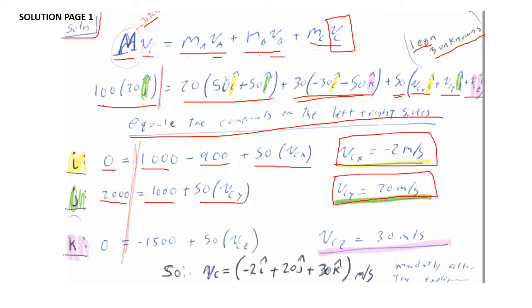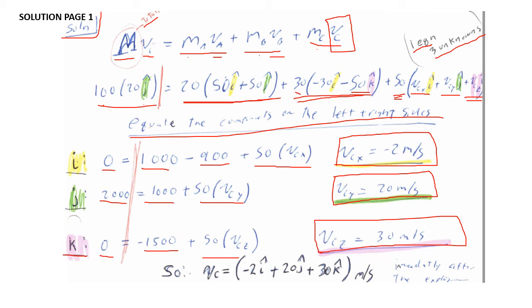So then we can go lastly to our K hat, or our Z component here. There is no Z component on the left-hand side of the equation, so that's 0. This is equal to, there's no Z component in the first term on the right-hand side, so this is equal to negative 1500 from our 30 times our 50 over here in our K hat direction, plus our last term over here is 50 times our VCZ. Solve that out, our VCZ is equal to 30 meters per second.